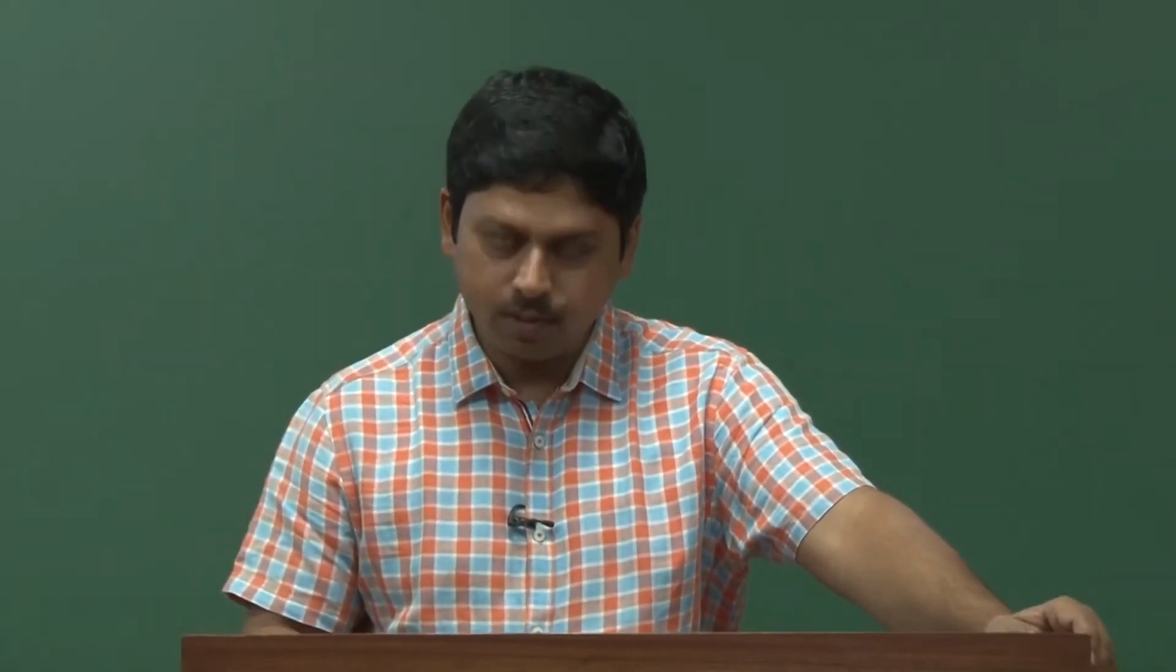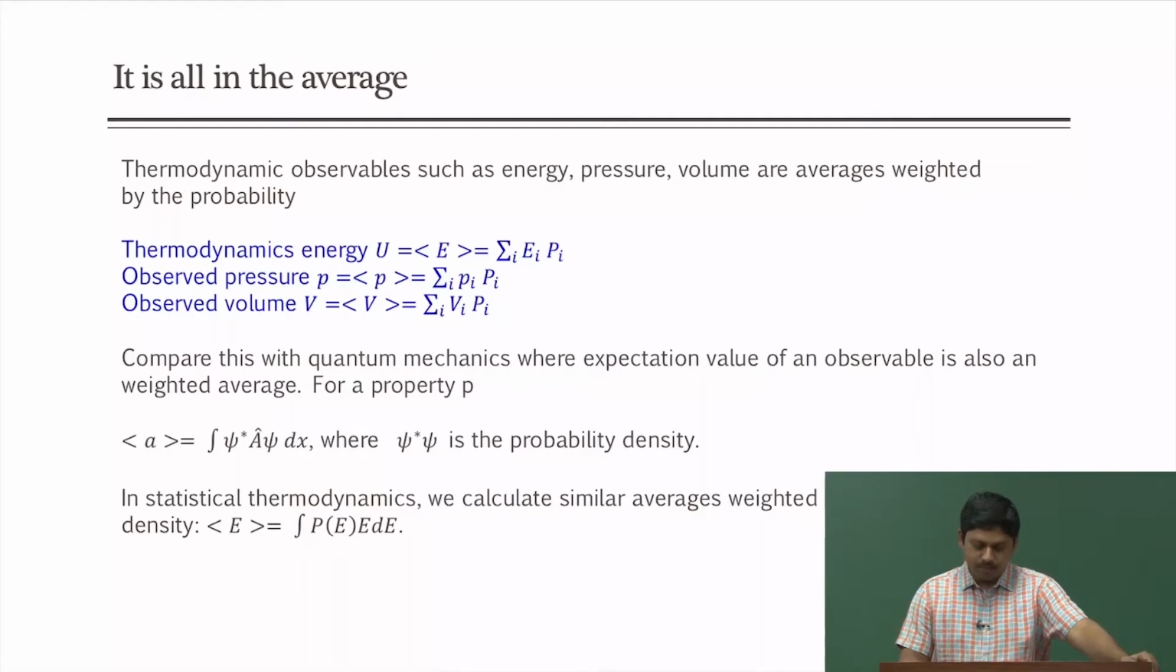As I mentioned in the beginning of the molecular thermodynamics lecture, this particular subject can explain macroscopic observations because of averaging. It is all in the average. We will explain in a moment that thermodynamic observables such as energy, pressure, and volume are averages weighted by the probability. By probability, we mean that the probability is associated with a particular type of system. We talked about three different kinds of probabilities.